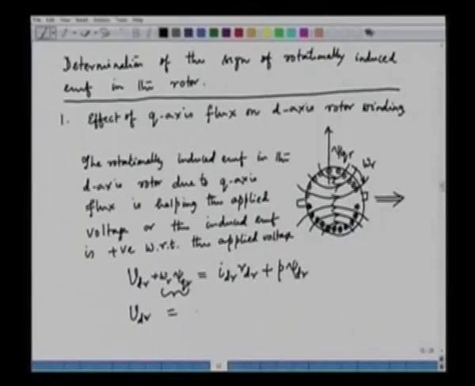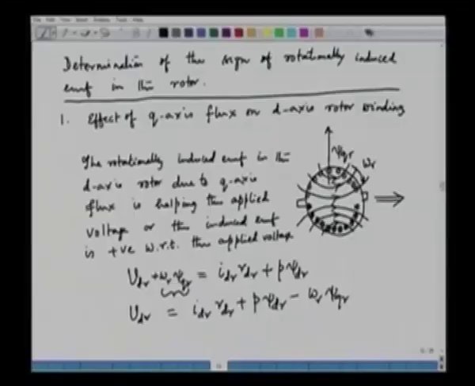And if you take the induced EMF to the right hand side, what you have here is VDR is equal to IDR RDR plus P psi dr minus omega r psi q r. So this actually clarifies the sign: it has to be negative. If you take a positive term from the left hand side to the right hand side, the sign changes, and hence we have minus omega r into psi q r.